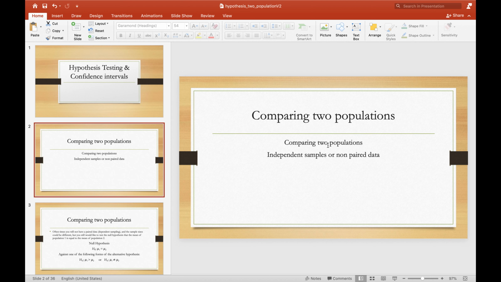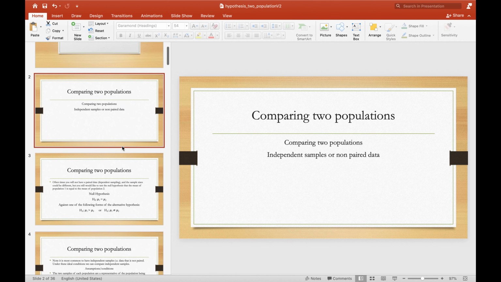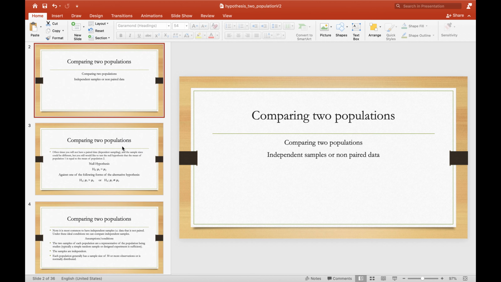Often that's false, and we just have a random sample of a population and we want to compare it to someone with a treatment. Okay, I'll give you a quick example of this. But first, I need to just discuss with you what the null and alternative hypotheses are here.